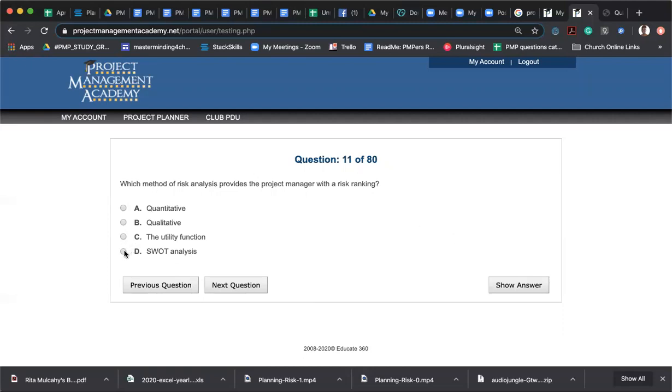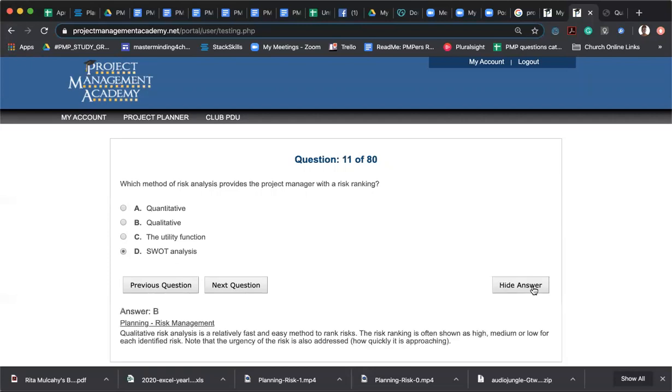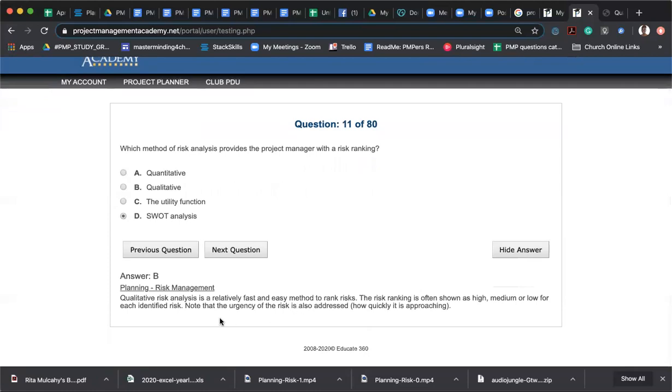Okay, I think it's A for some reason. Qualitative. No, but it could be qualitative then, right? Rather than quantitative. Anyway, let's see what it is. It's qualitative, yeah.